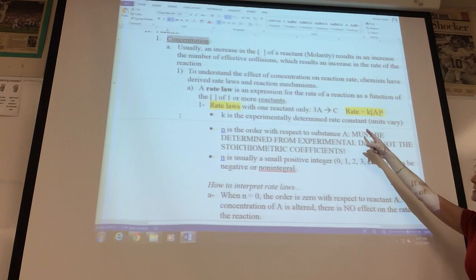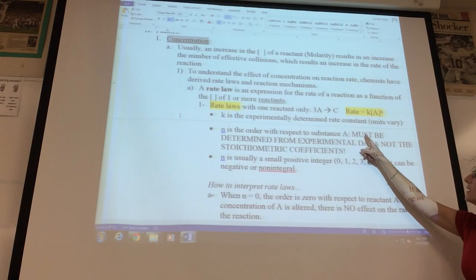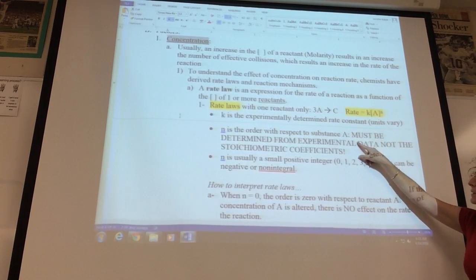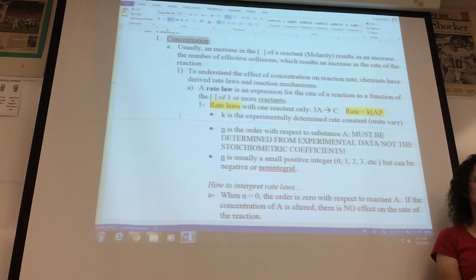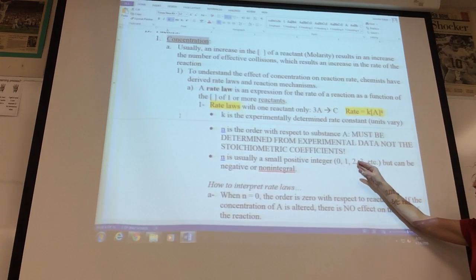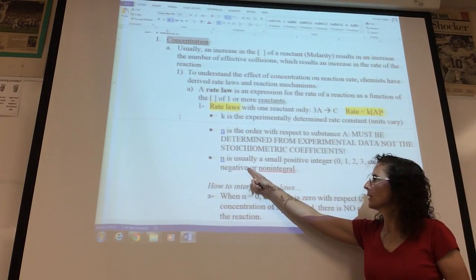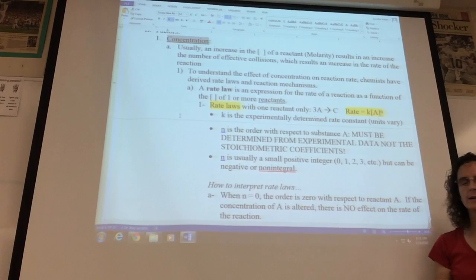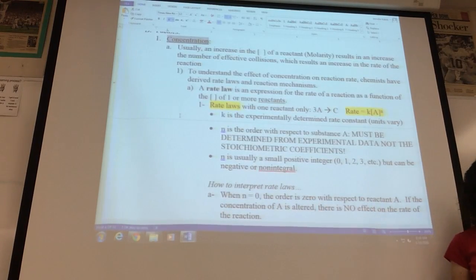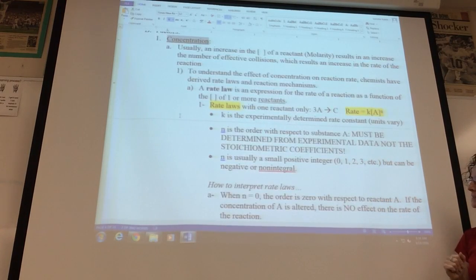All right, so k is the proportionality constant, n is the order with respect to substance A, and you determine n from data, not from stoichiometric coefficients. You determine n from the data. Typically a small positive integer, it can be 0, 1, 2, 3, 4, 5, 6 maybe, but if you're getting higher than that, you've probably made an error. It can be negative, it can be non-integral, so it can be a fraction, but you won't see negative or non-integral at this level. You'll only see 0, 1, 2, 3, 4, 5, 6 at this level.